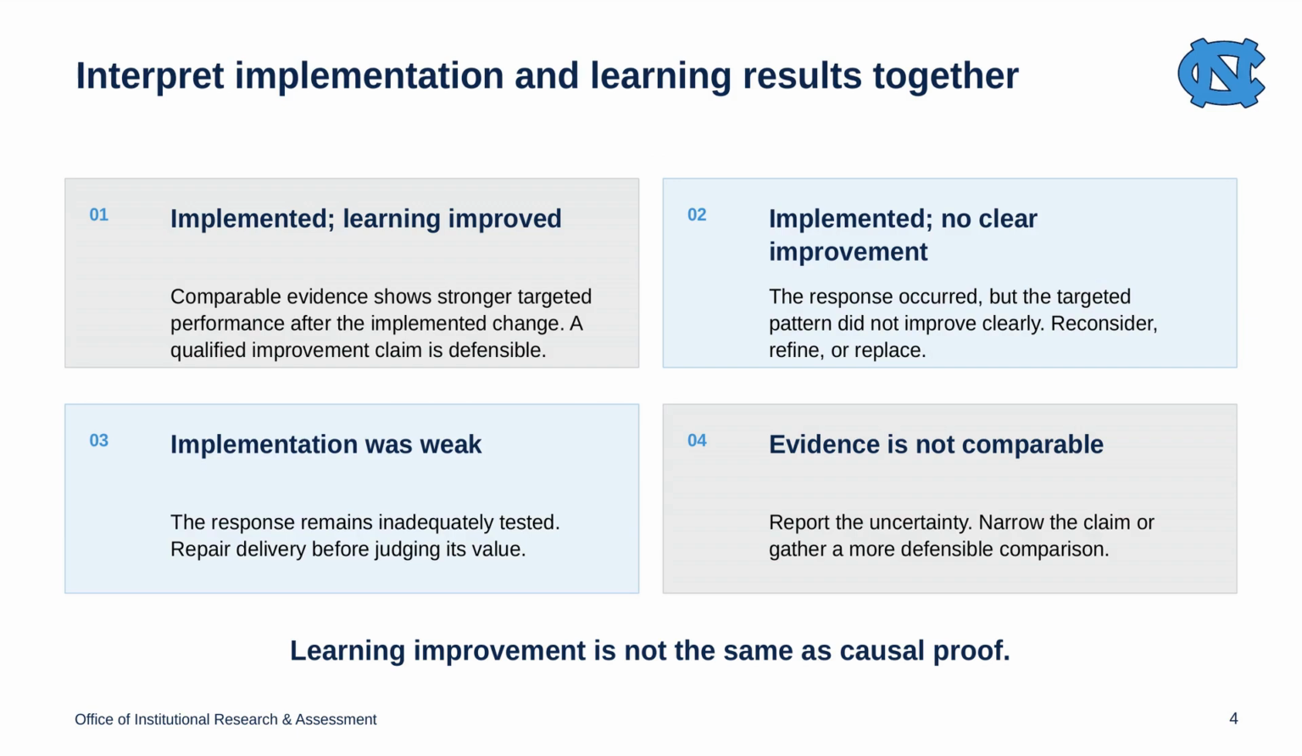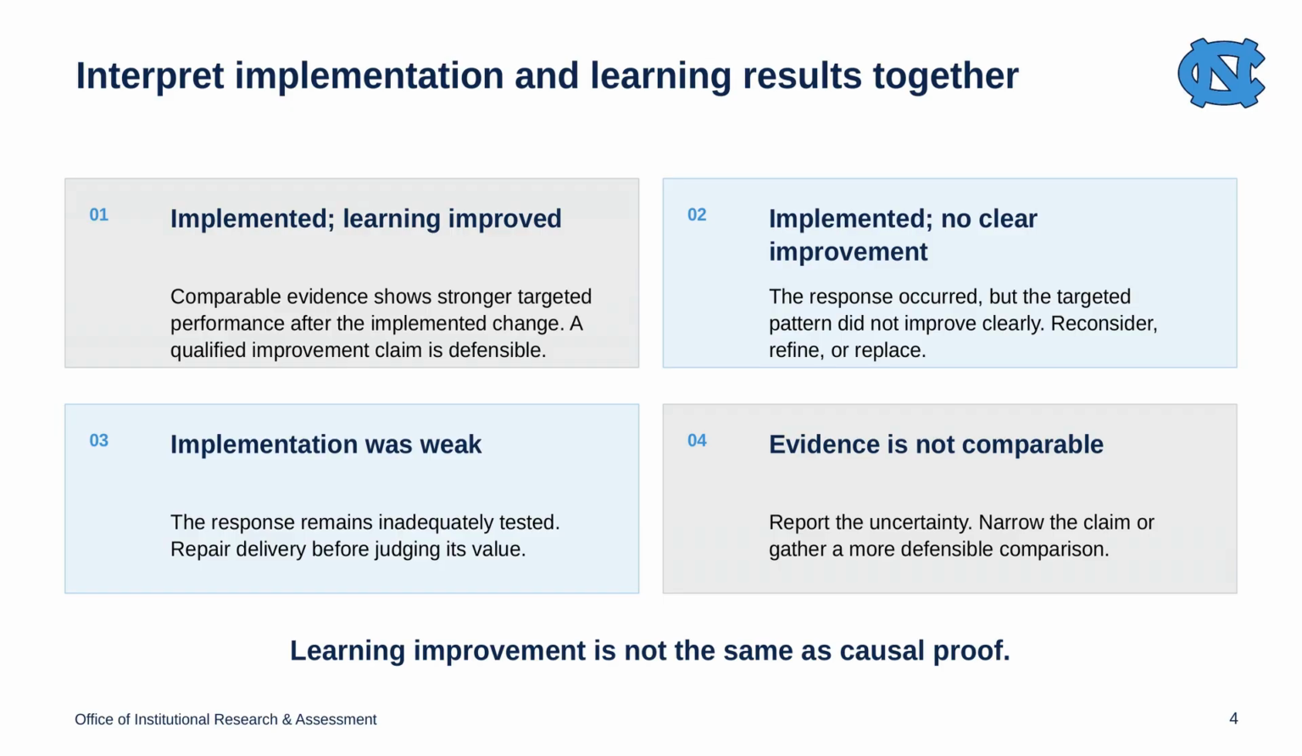Interpret implementation and learning evidence together. If implementation was adequate and sufficiently comparable, evidence shows stronger targeted performance. A qualified improvement claim is defensible. Performance improved after the change. This does not prove that the response caused the result.